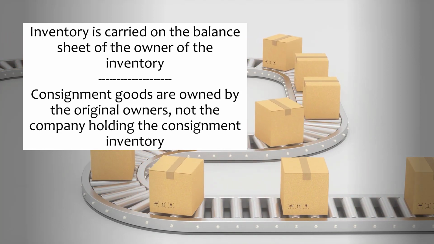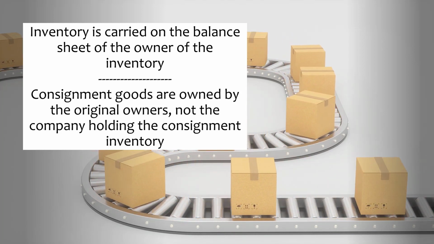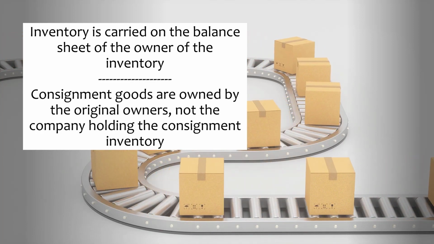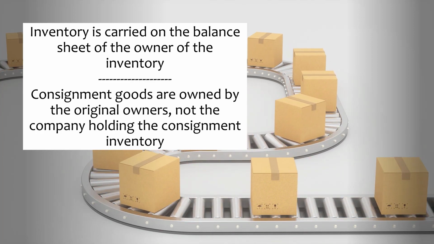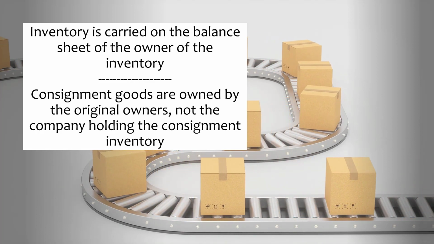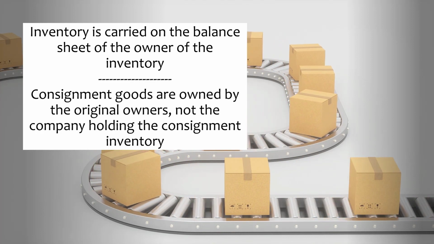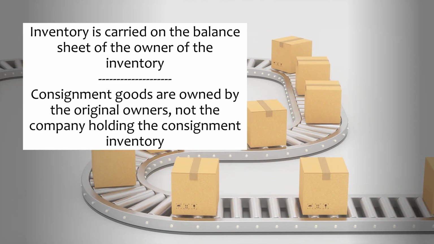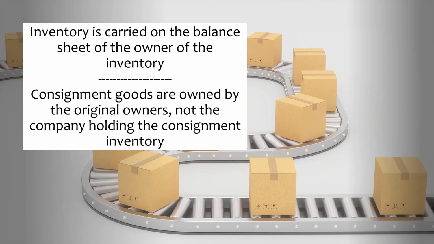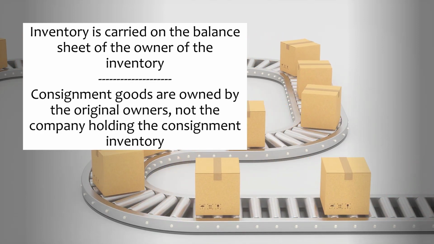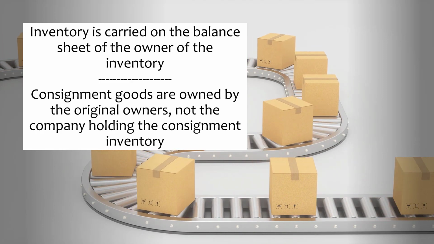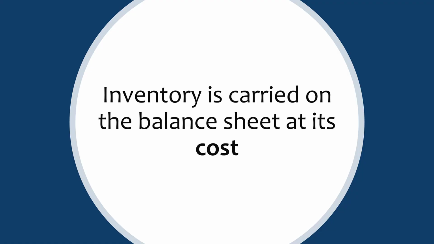Inventory is carried on the balance sheet of the owner of the inventory. Consignment goods are owned by the original owners, not the company holding the consignment inventory. So consigned goods are not on the inventory of the company that currently has the inventory in their possession. It belongs to the original owners until those owners give up title. Inventory is carried on the balance sheet at its cost, and we're going to talk more about that. But we carry it on the balance sheet at its cost.